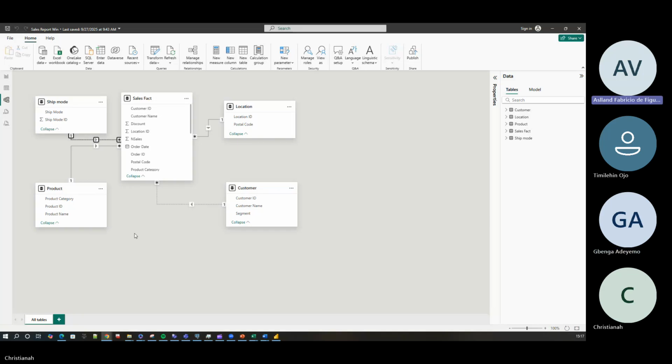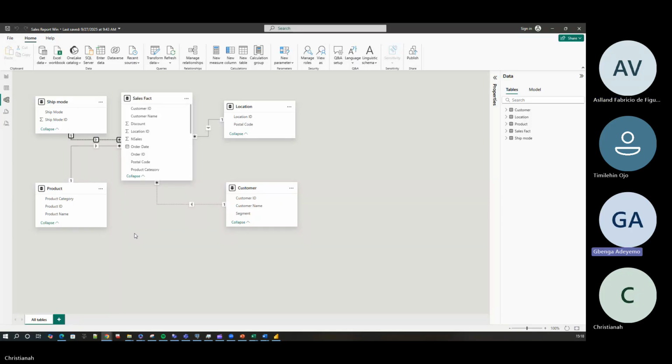Mm-hmm. That was what we were talking about. In case we now see one to one, we also see one on the sales fact. What does that imply? That will be one entry in the ship mode table and one entry in the sales fact table.